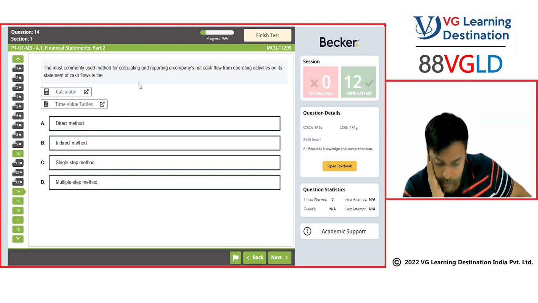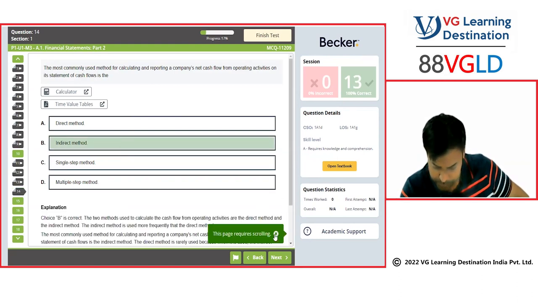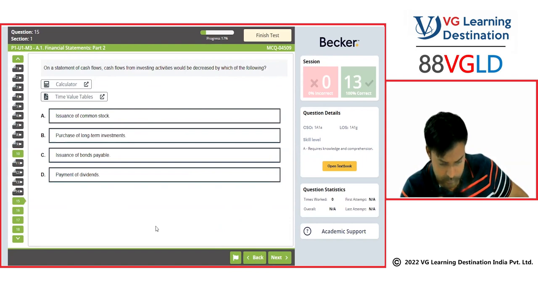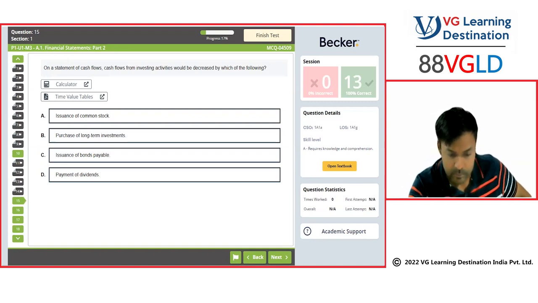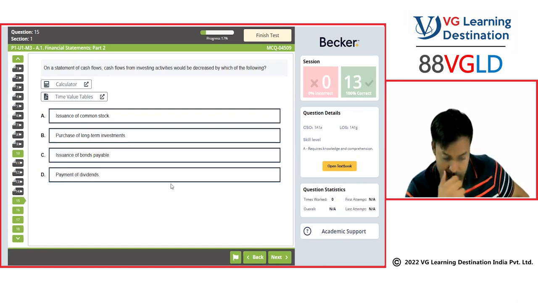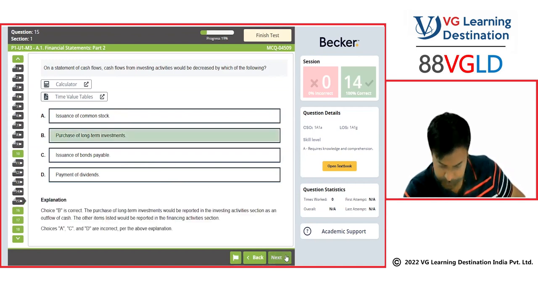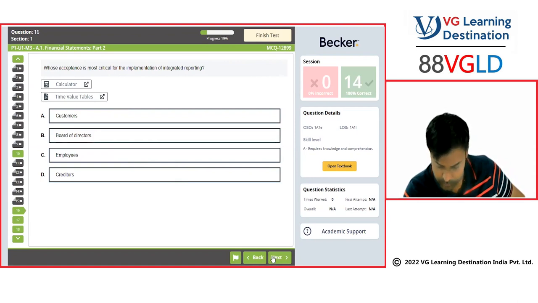The most commonly used method for calculating and reporting a net cash flow from operating activities is known as indirect method. Correct. On a statement of the cash flows from the investing activities would be decreased by which of the following? Purchase of the long term? Correct. Okay, I'm moving to this.